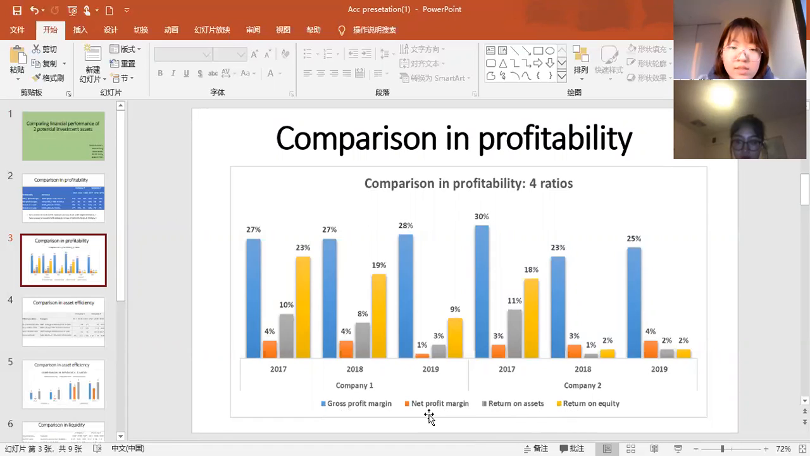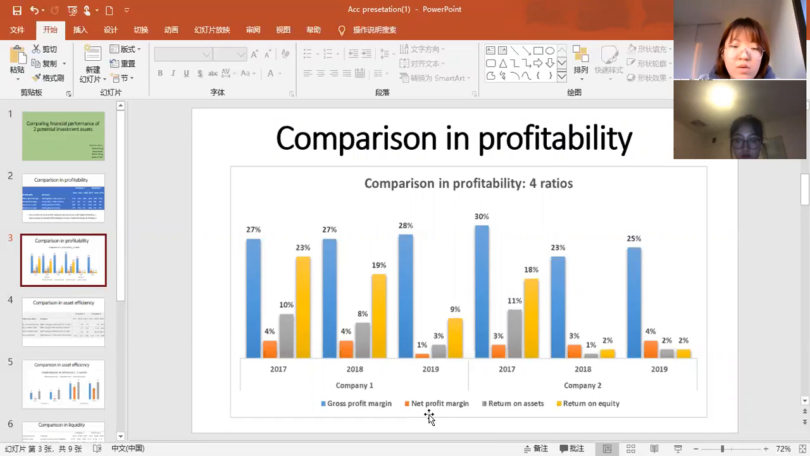Then $1 of sales revenue of company one creates 0.28 gross profit, but only 0.01 net profit in 2019. And $1 of sales revenue of company two created 0.25 gross profit and 0.04 net profit.